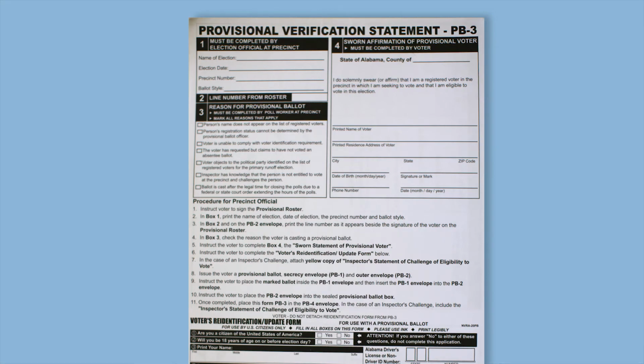Once that's handed back to you as the inspector, complete your portion, including which ballot style the voter is entitled to. It may require another call to the registrars, that you have their address, to be instructed of which ballot style that voter is entitled to vote in a provisional process.